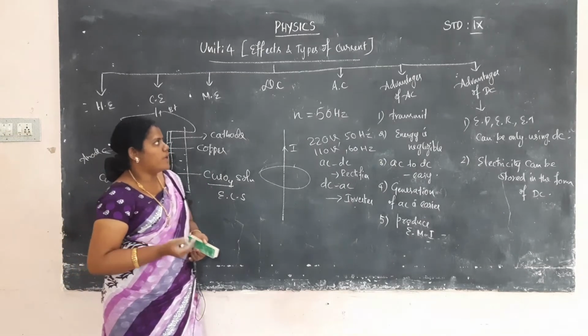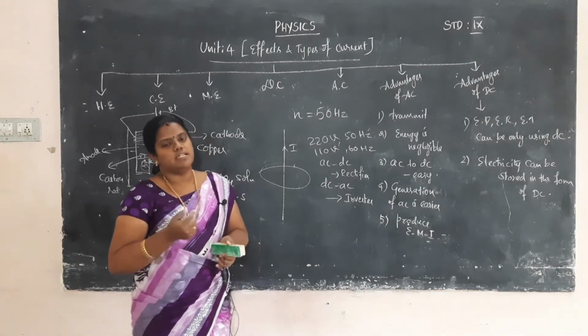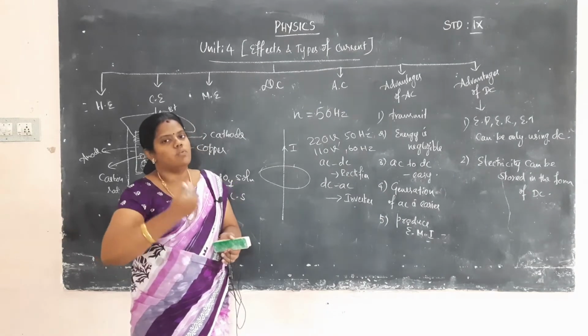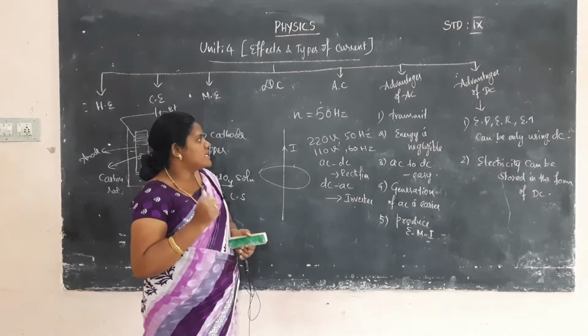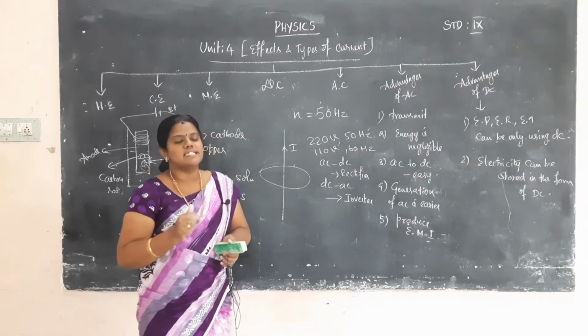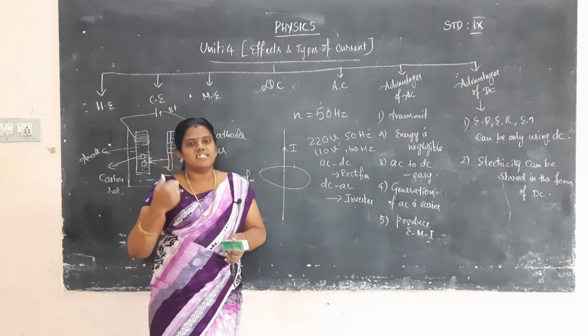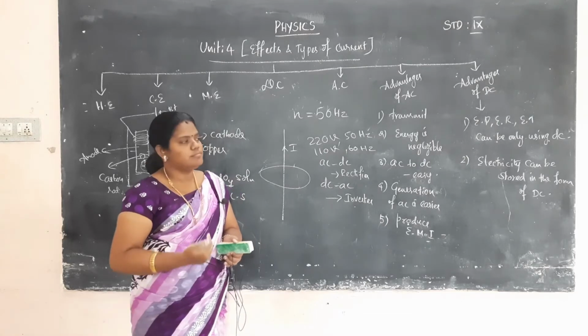Okay, so what are the advantages of AC? What are the advantages of DC? What are the advantages of AC? AC is alternating current, so it always changes its direction on its own.